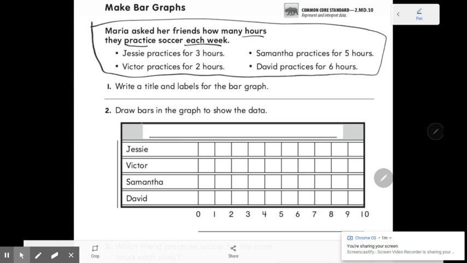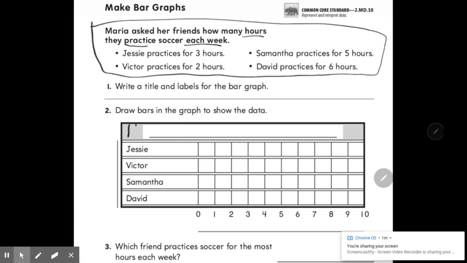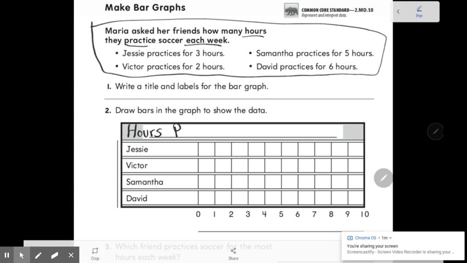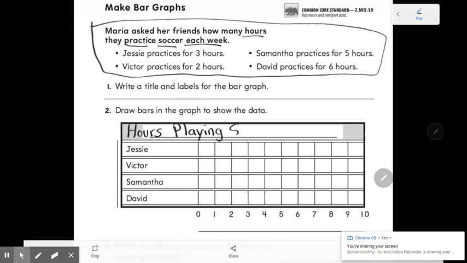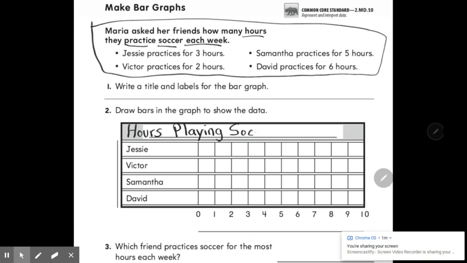Now because it is a title, we're going to start with the capital letters. Hours playing, and they were playing soccer, and it was each week. And remember, it's capital letters because it is a title.